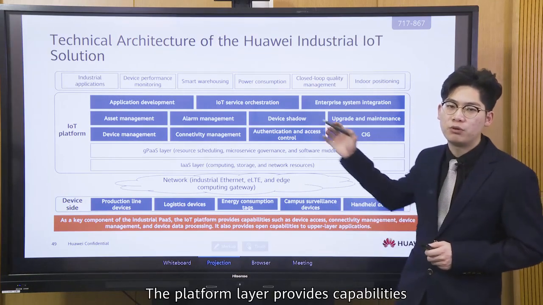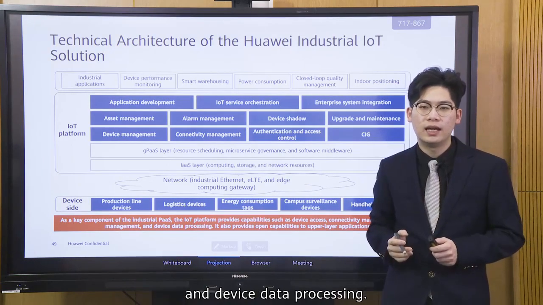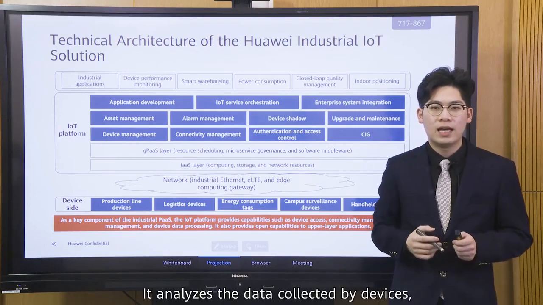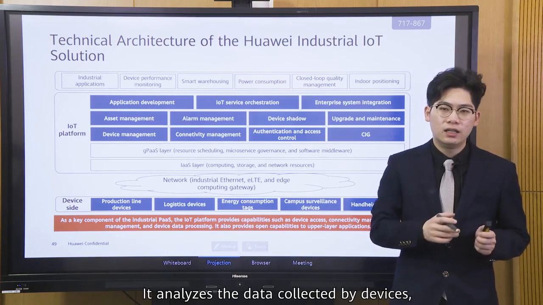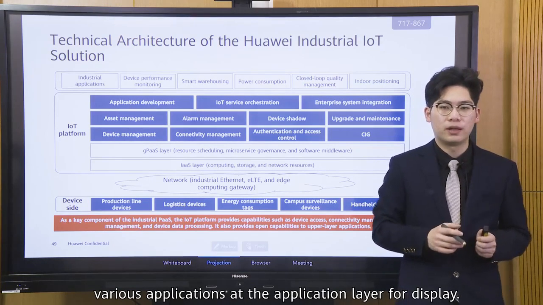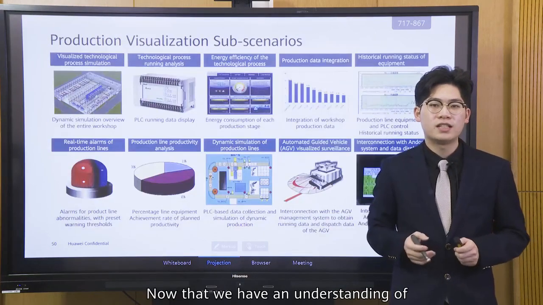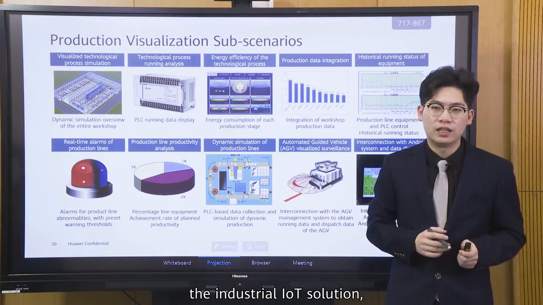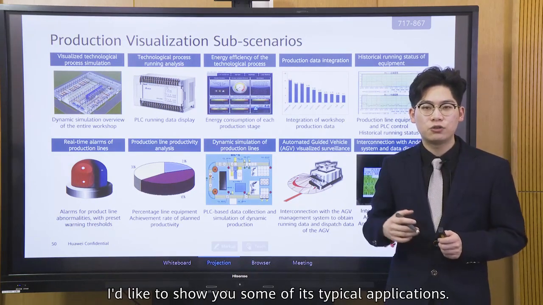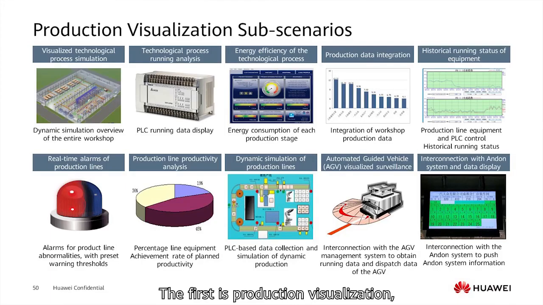The platform layer provides capabilities such as device access, device management, and device data processing. It analyzes the data collected by devices and transfers the processing results to various applications at the application layer for display. Now that we have an understanding of the industrial IoT solution, I'd like to show you some of its typical applications. The first is production visualization, which is important in the industrial IoT.